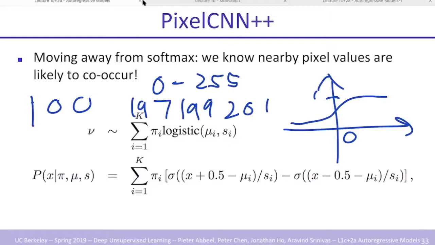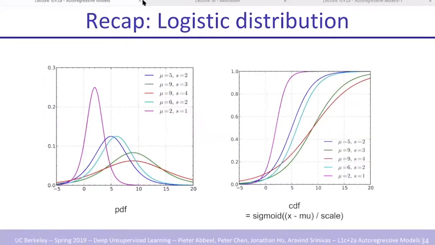The model needs to learn that pixel 100 is further away than pixels 197, 199, 201. But by using a continuous function like this, you can model that much more easily. So these are the two reasons: computational efficiency and an inductive bias to learn the ordering better. So that's the logistic distribution. You get something like the CDF, basically a sigmoid.